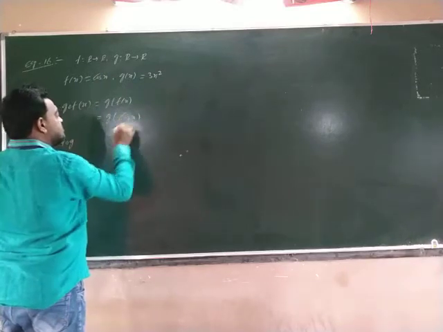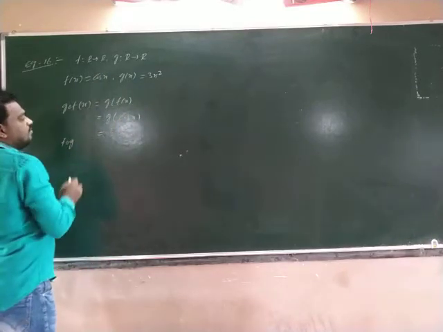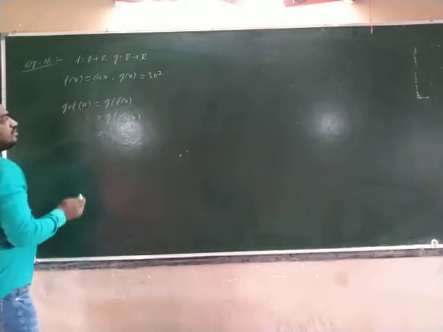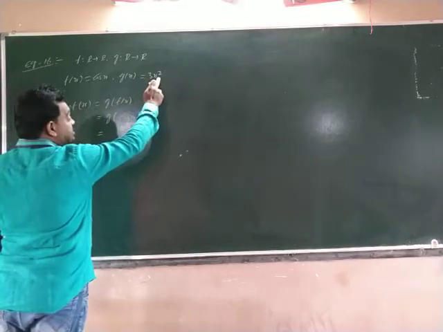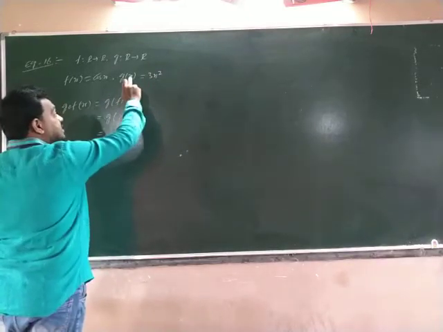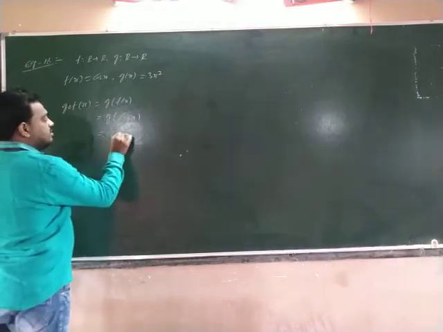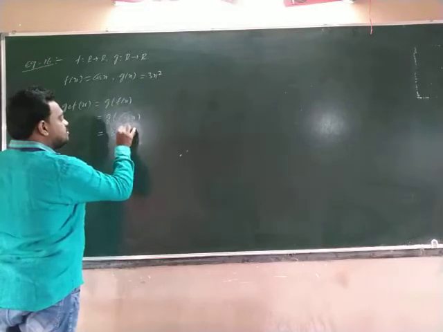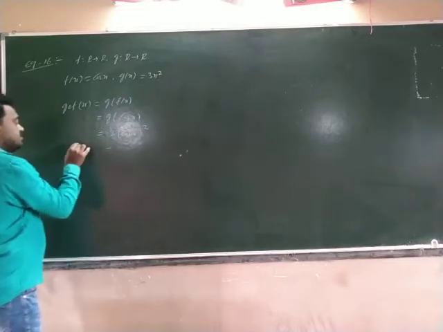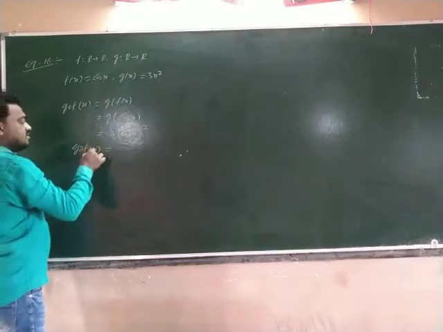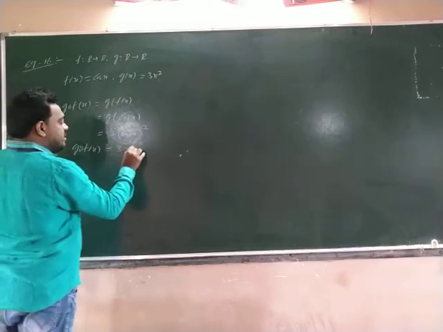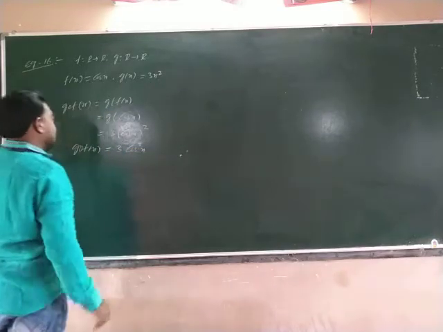So this equals G of cos x. G of x is 3x square, so x is replaced by cos x. What are we getting? 3 times cos x whole square. Nothing but G circle F of x equals 3 cos square x.